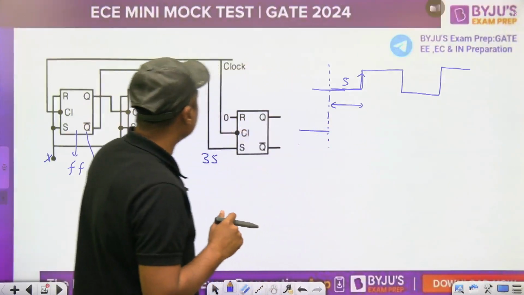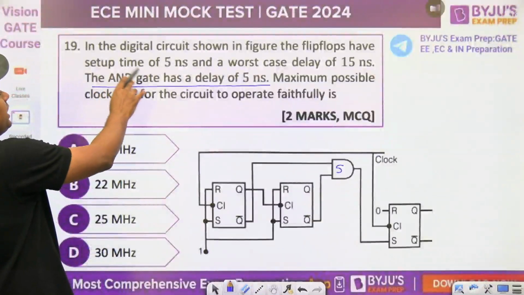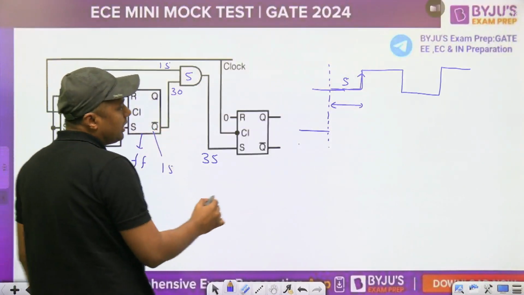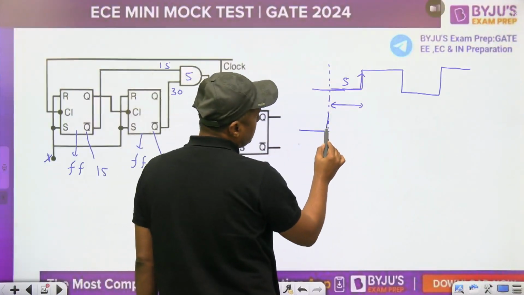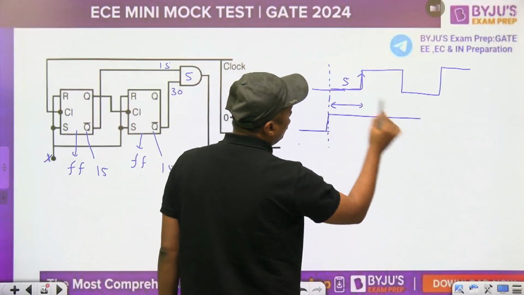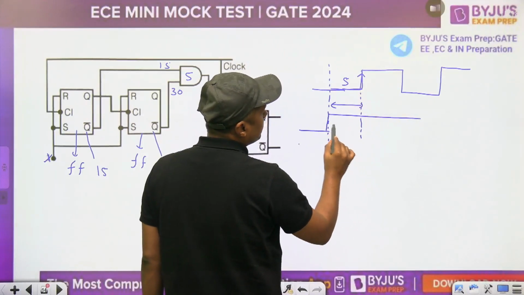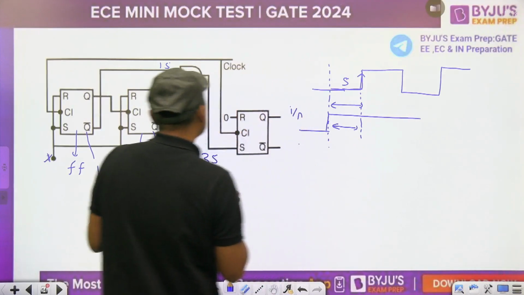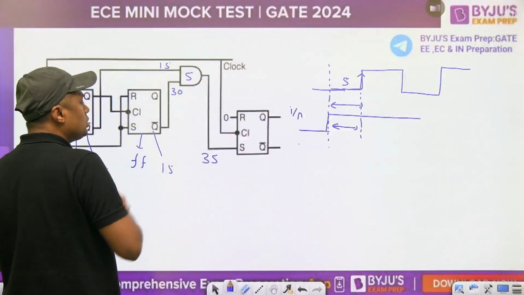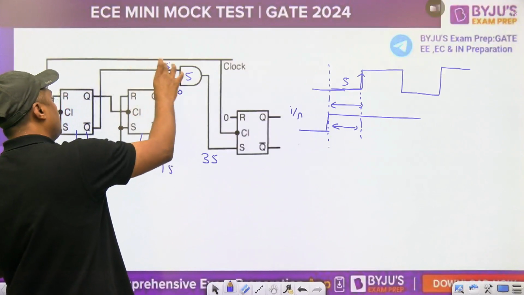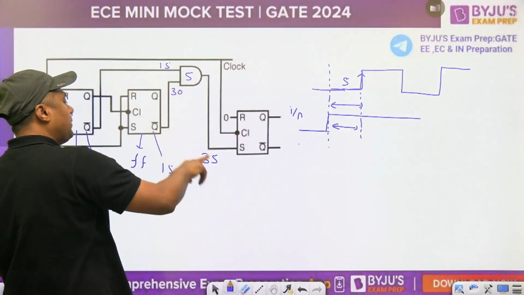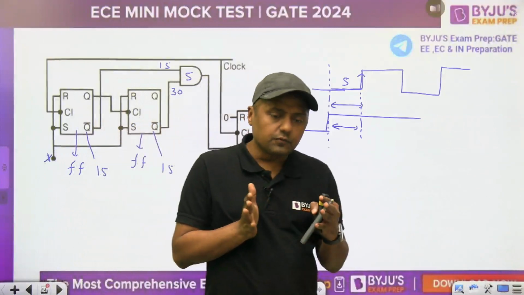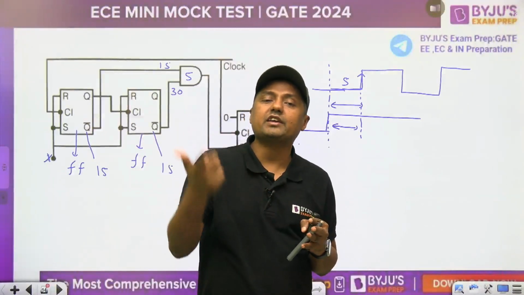And what is the setup time here? 5 nanoseconds. Suppose that is the input here, and the input is, let's say, 1. It should be set 5 nanoseconds before. That time is called setup time. Now an extra 5 nanoseconds is required. So what is the total time required? 30 plus 5 is 35, plus setup time 5. So just after 40 nanoseconds, you can give the next clock pulse.